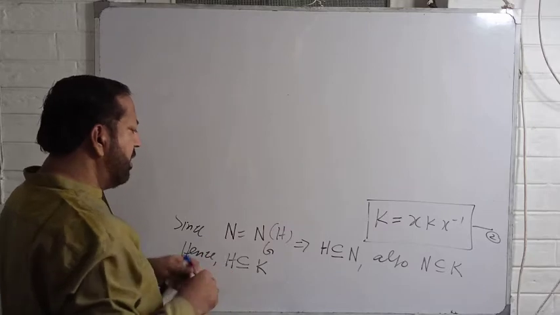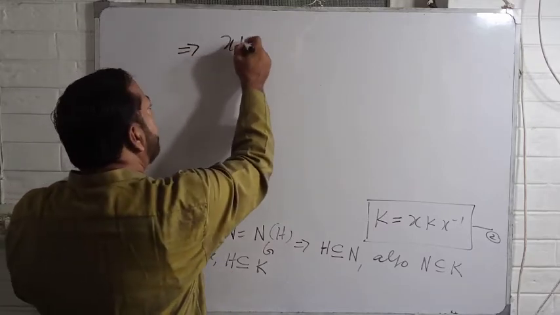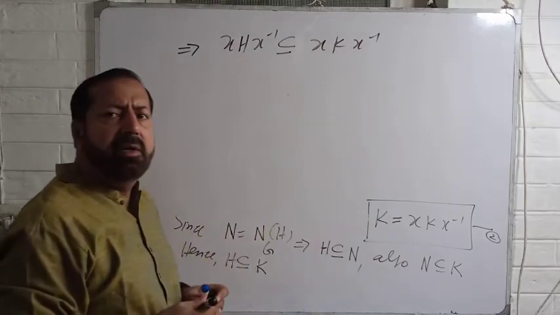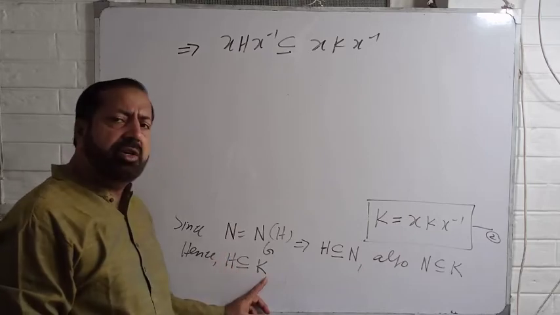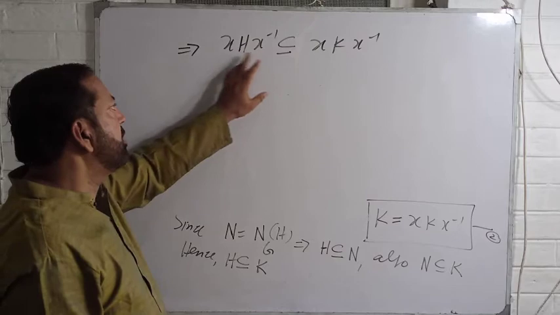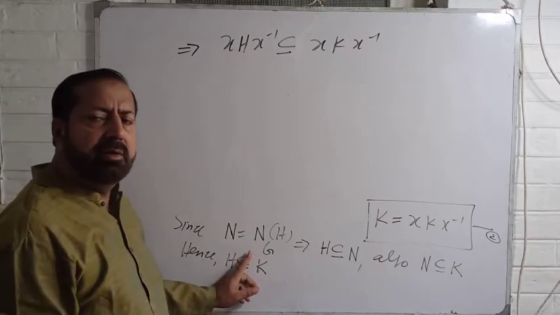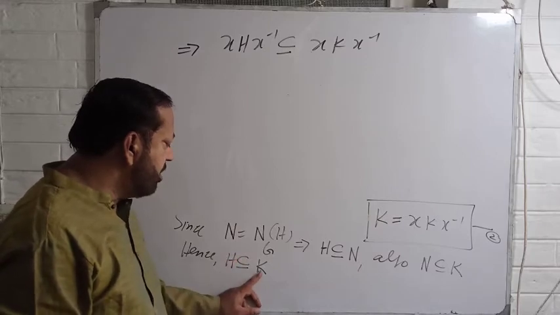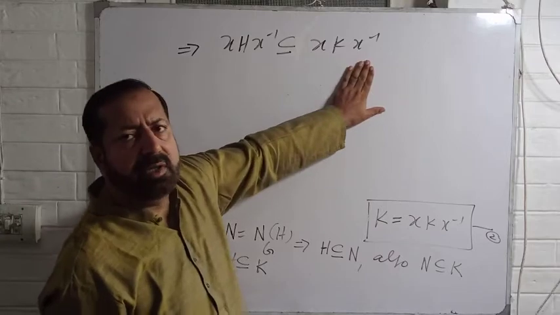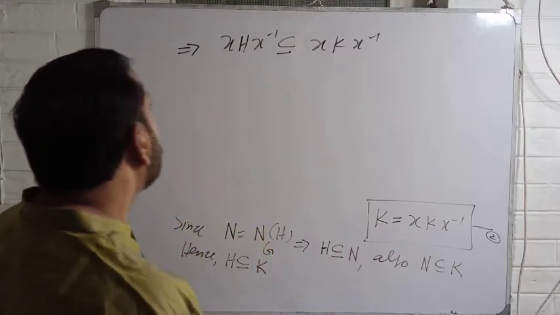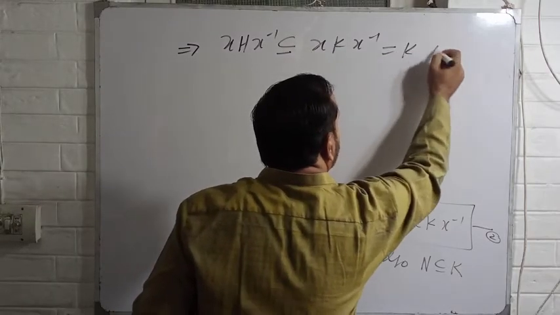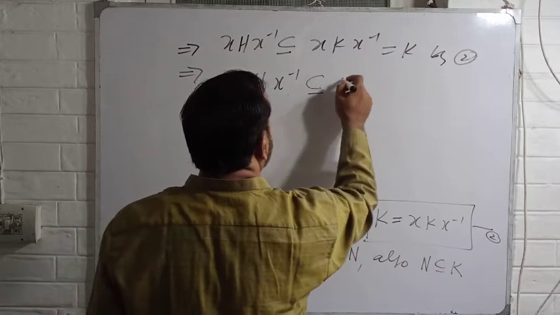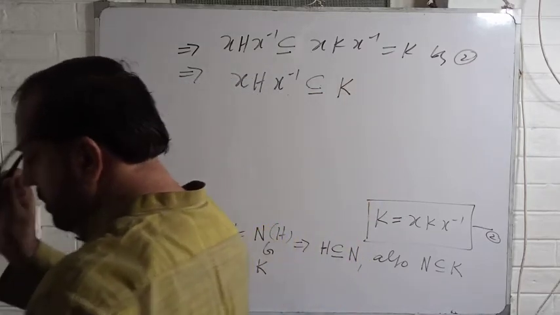So since H is contained in K, this implies xHx inverse is contained in xKx inverse. What have I done? I'm doing nothing, but since H is contained in K, you can multiply pre and post by x and x inverse, and the containment symbol will remain the same. Since H is a subset of K, this set is a subset of this set. There is no ambiguity, right? But this is equal to K by 2, so this implies xHx inverse is contained in K.